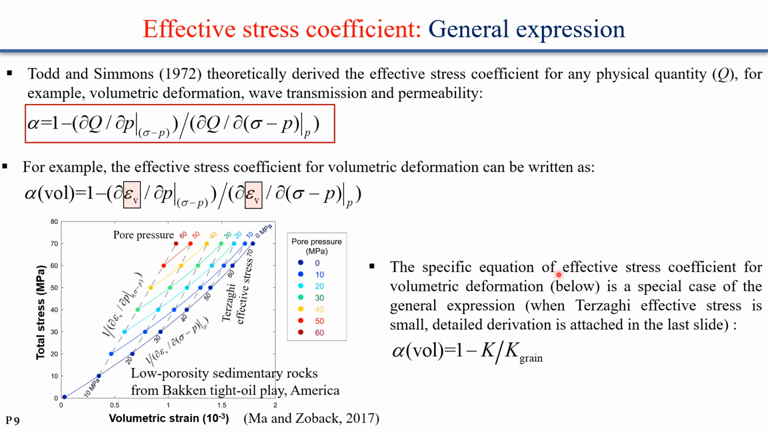Then we may wonder, what's the relationship between the specific equation for the effective stress coefficient for volumetric deformation, which we discussed in the last slide, as shown here, and the equation here? It's readily derived that this equation is just a special case of the general expression for the effective stress coefficient for volumetric deformation. It's strictly applicable only when Terzaghi effective stress is small. The detailed derivation is not shown here, but is attached in the last slide.